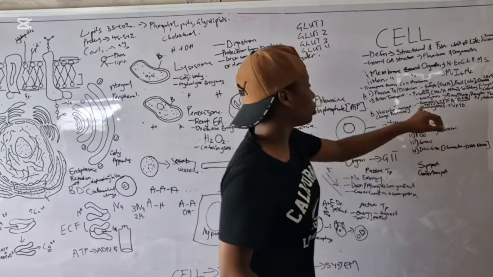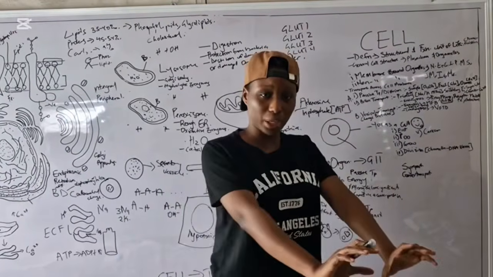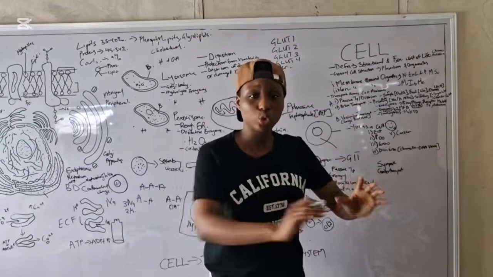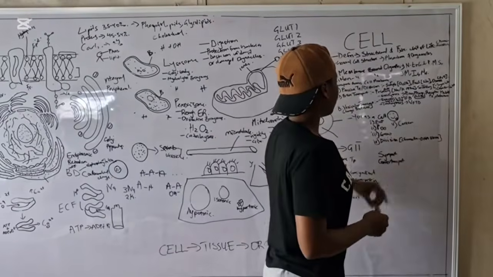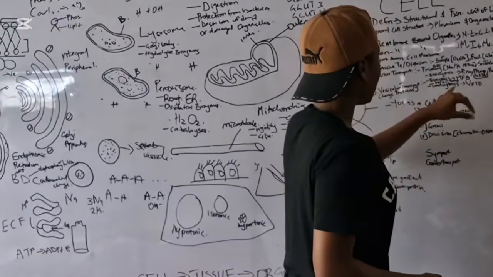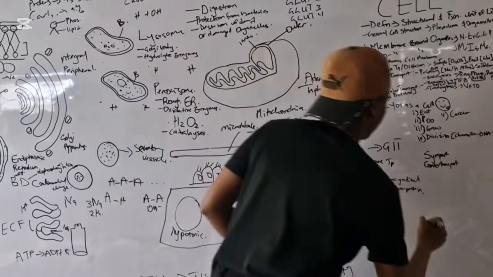Now the second one we're about to discuss is exocytosis. Exocytosis is taking out or pushing out. Exo, endo. So under exocytosis, our mnemonic is MFB.